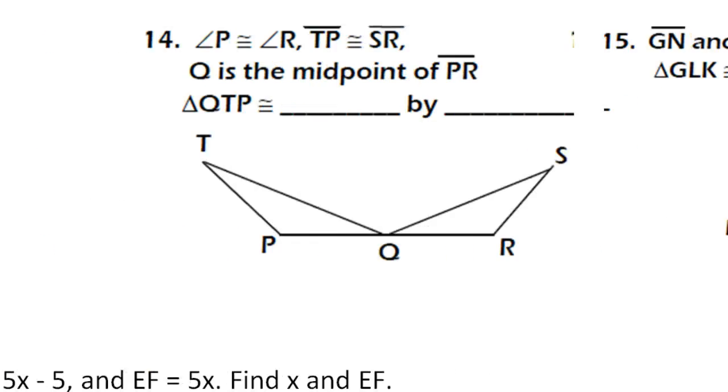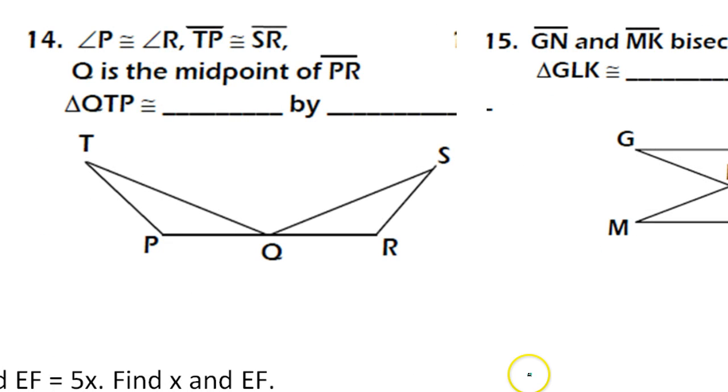Alright, now number 14. Angle P is congruent to angle R. So this is congruent to that. TP is congruent to SR. Q is the midpoint of PR. Alright, if that's the midpoint, then that means this will be congruent to this. So why are the triangles congruent? Side, angle, side.